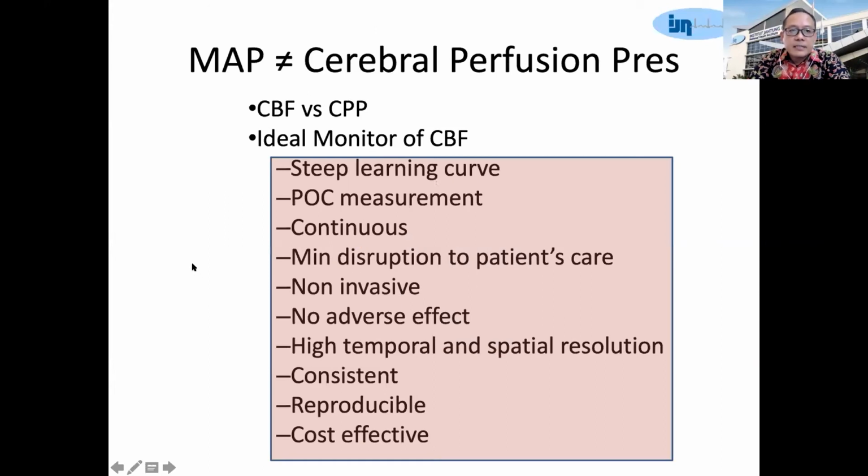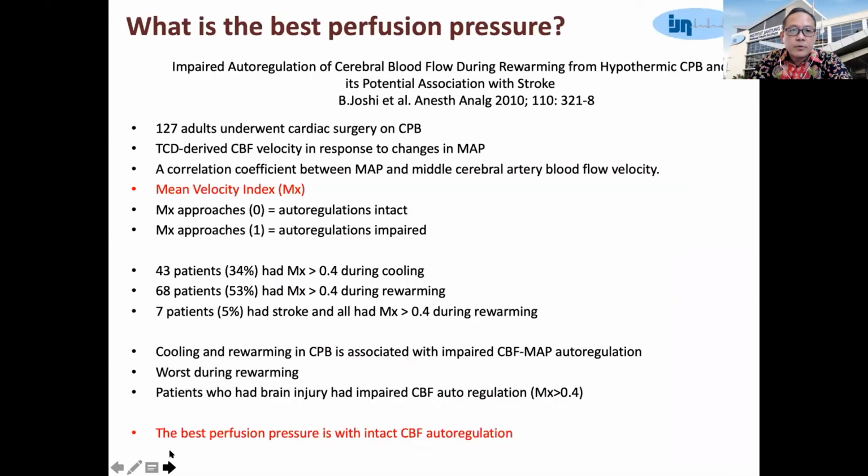The other factor that we have to consider is that mean arterial pressure does not equal cerebral perfusion pressure. Therefore, we need a good monitor for us to understand the cerebral blood flow. So, what is a good perfusion pressure?